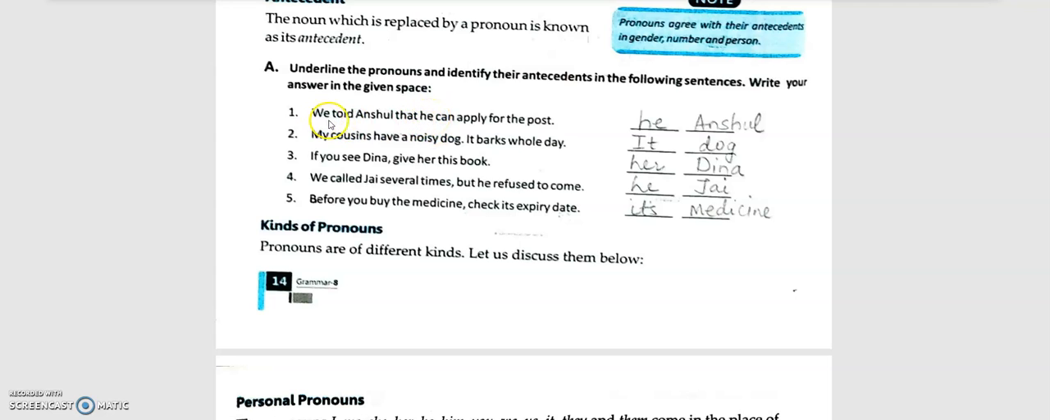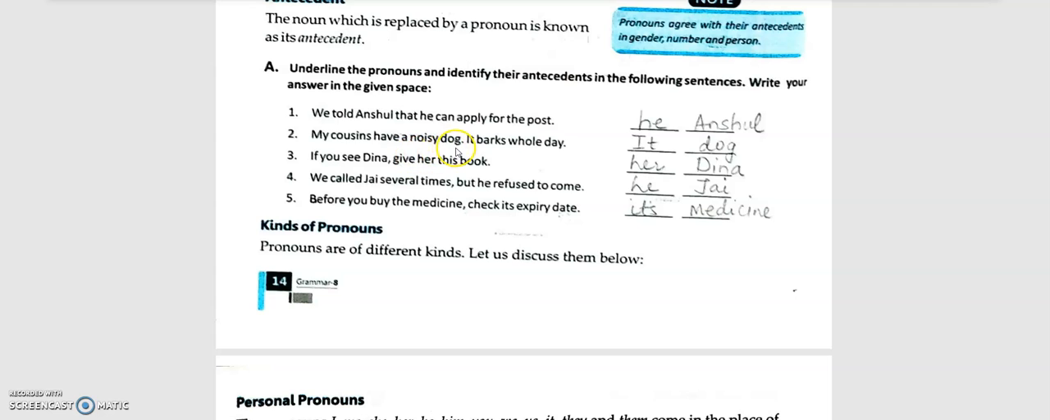Look at the sentence. We told Anshul that he can apply for the post. Originally this sentence was, we told Anshul that Anshul can apply for the post. You see, there was repetition of Anshul. So we removed the second Anshul and we put a he. So he is the pronoun and Anshul is the antecedent.